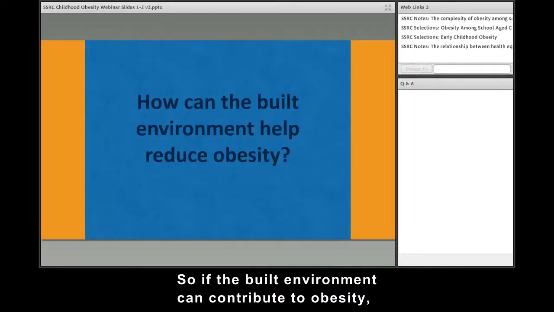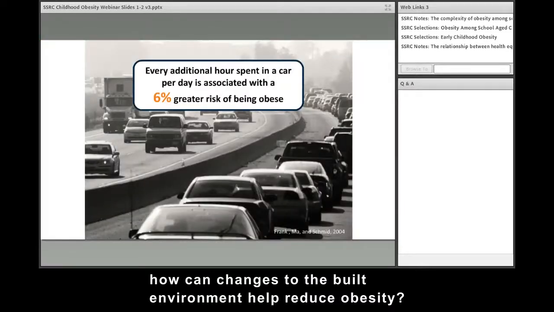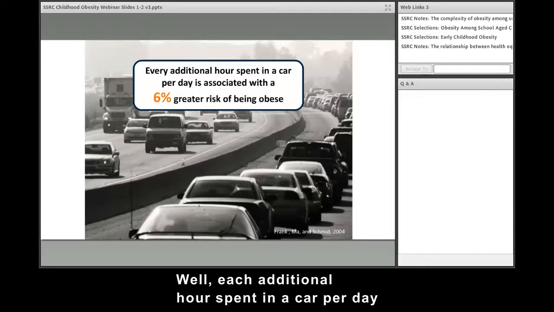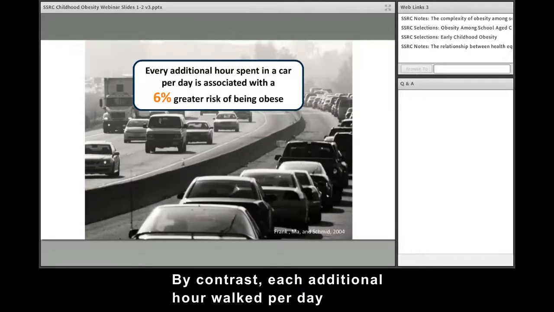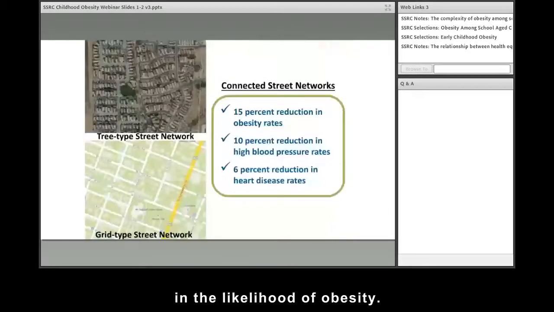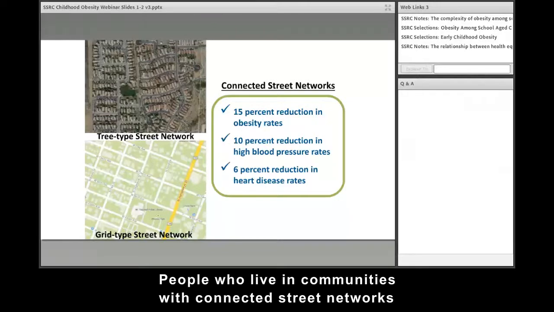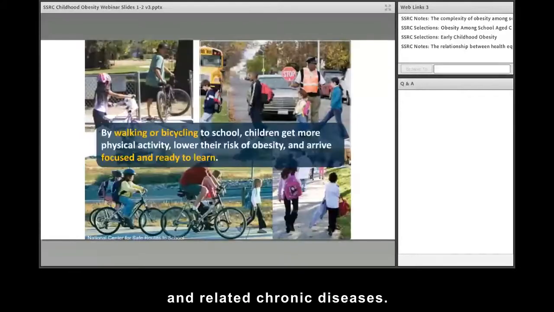So if the built environment can contribute to obesity, how can changes to the built environment help reduce obesity? Well, each additional hour spent in a car per day is associated with a 6% increase in the likelihood of obesity. By contrast, each additional hour walked per day is associated with a 5% reduction in the likelihood of obesity. And people who live in communities with connected street networks have as much as 15% reduced rates of obesity and related chronic diseases.